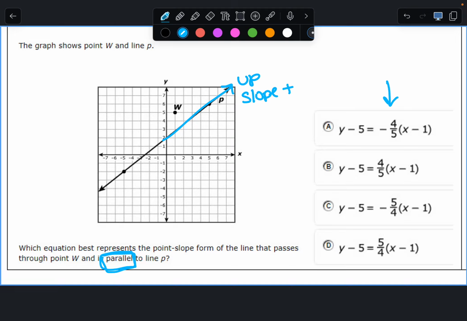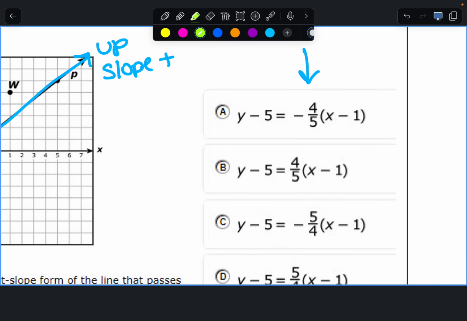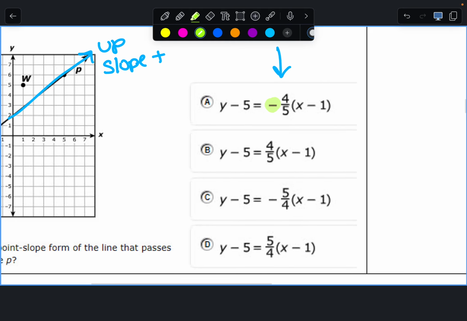Now, all of these are written in point slope form. What we know about point slope form is that even if you solve it, the slope doesn't change. So the slope is going to stay the same even after solving, meaning this one's going to stay negative, this one's going to stay positive, this one's negative, this one's positive, right? So you can get rid of what two answers? A and C, okay?